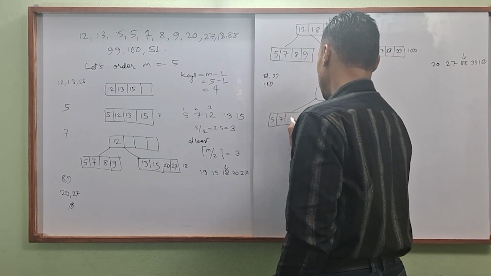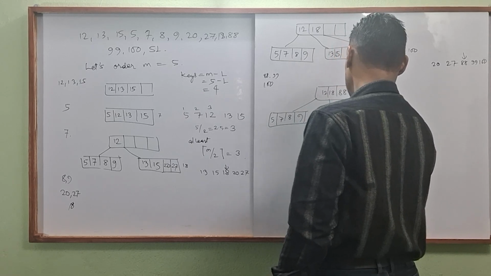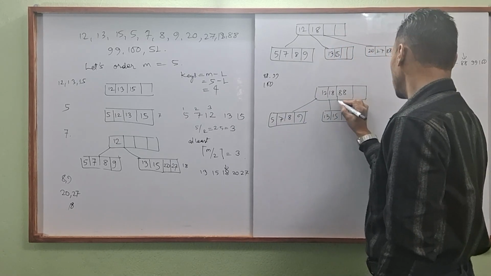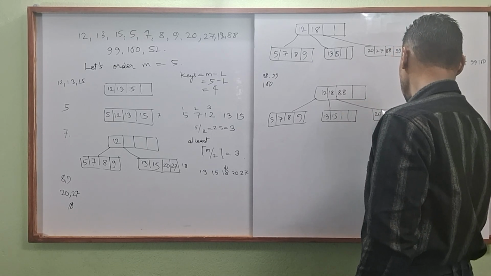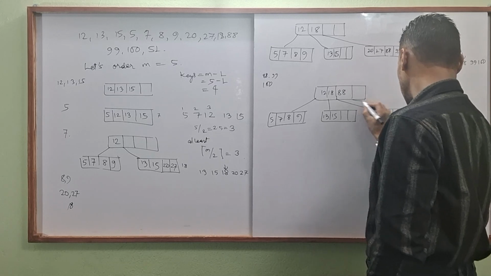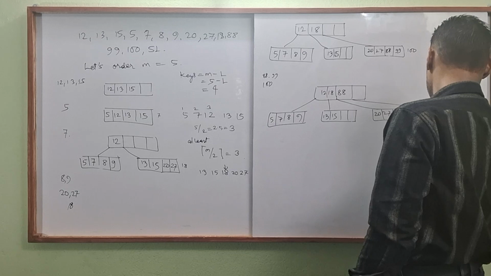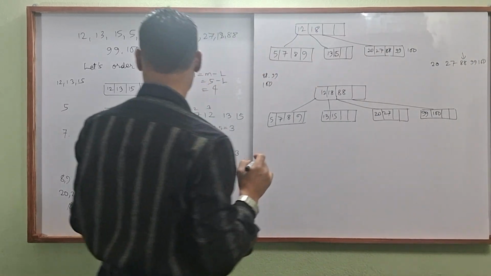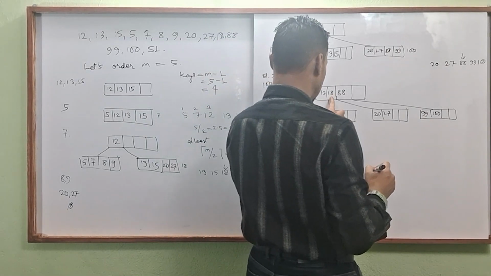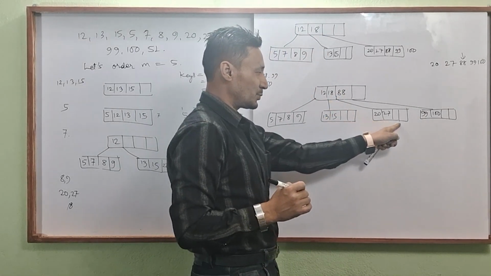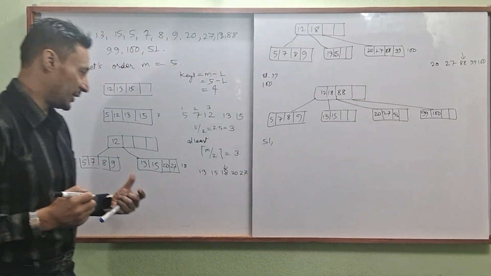5, 7, 8, 9, then 13, 15. Then the values greater than 18 will be here, 20, 27. Okay, now the values greater than 88, 99, will be here. So in this way you can store the values. Now the last value is our 51, and 51 is greater than 18 and less than 88, and there is space within this child, so 51 goes here.